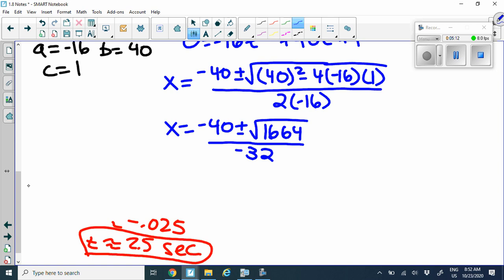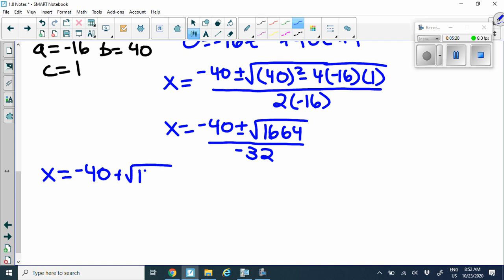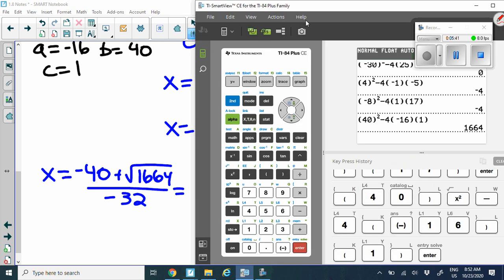So I'm going to go ahead and separate what I have into the plus and the minus. So I have x equals negative 40 plus square root of 1664 over negative 32. So we'll figure out what that is. And then my other one is I have x equals negative 40 minus square root of 1664 all over negative 32. So we're going to plug both of these into our calculator, and we're probably going to get decimal answers, which is okay. So let's do the first one.